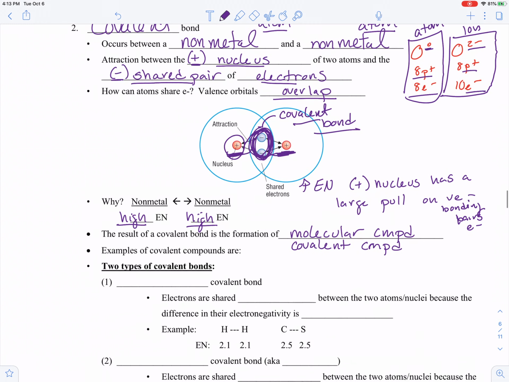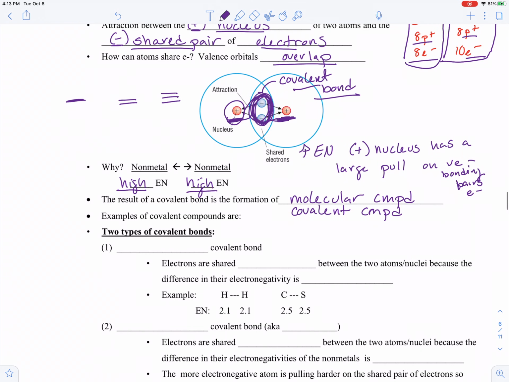Now, covalent bonds, just so you know, you can have single covalent bonds, which are normally represented by 1 bar. Double covalent bonds are represented by 2 bars. That's 2 shared pairs of electrons, and then triple bonds are 3 bars. And we'll get more into that later on. The result of covalent bonds is the formation of a molecular compound. So you'll hear me say molecular compounds. That means that we're looking at 2 nonmetals that are covalently bonded together. Sometimes covalent bonds made between atoms are also referred to as covalent compounds. So you'll see that both terms are used pretty interchangeably.